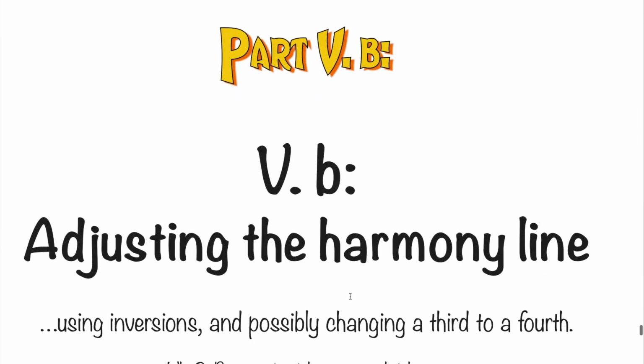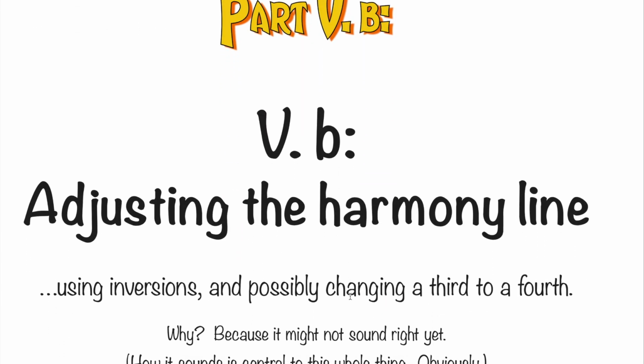This is 5A, and this is 5B. Adjusting the harmony line, using inversions and possibly changing a third to a fourth. Why? Because it might not sound right yet. So here's the thing. If it doesn't sound right, then we must adjust, which means it is crucial that we listen to the dang thing, which we just did.